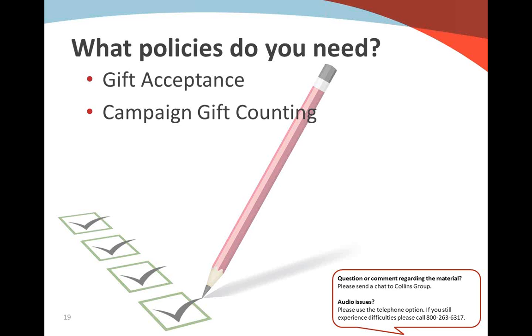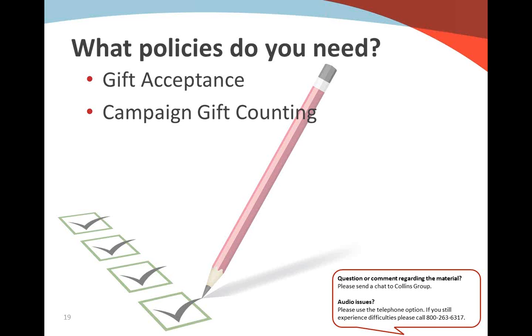So the campaign gift counting policies will state the fundraising period, the payout period for campaign gifts, and if current and future gifts are included in the campaign and what the goals are for each. It will also include information about gift acknowledgement and gift recording, and then how gifts will be counted and reported in campaign totals.